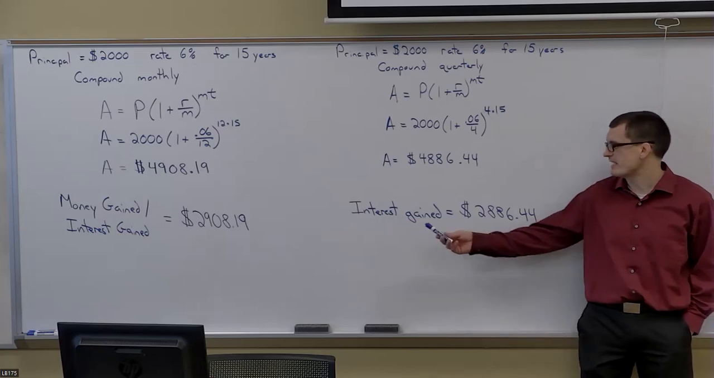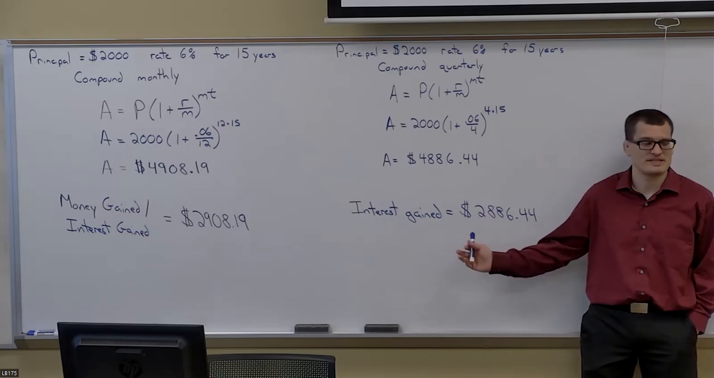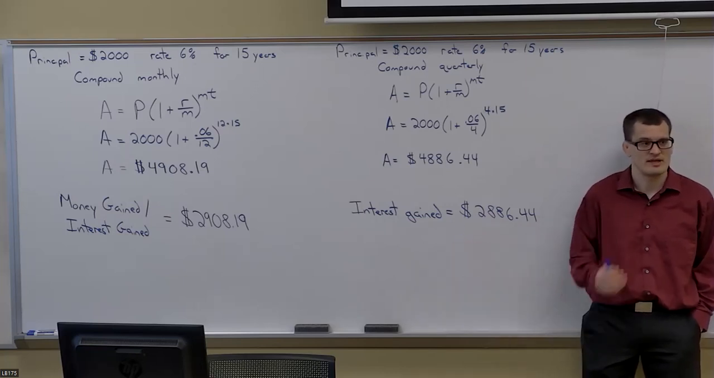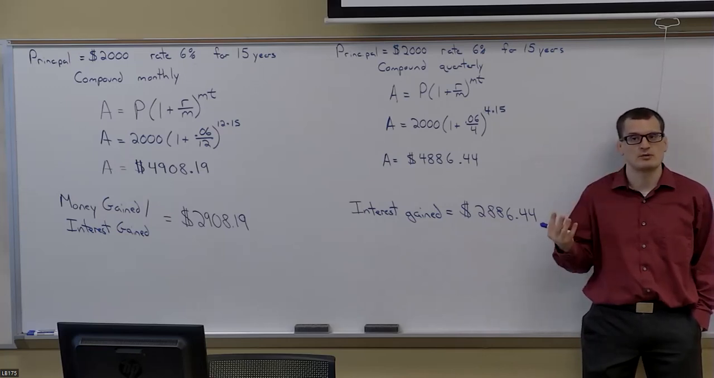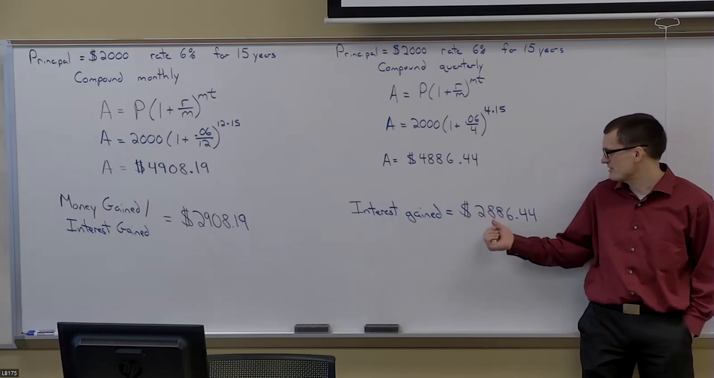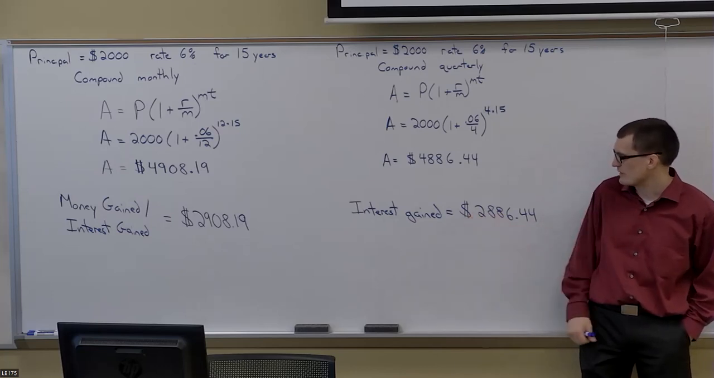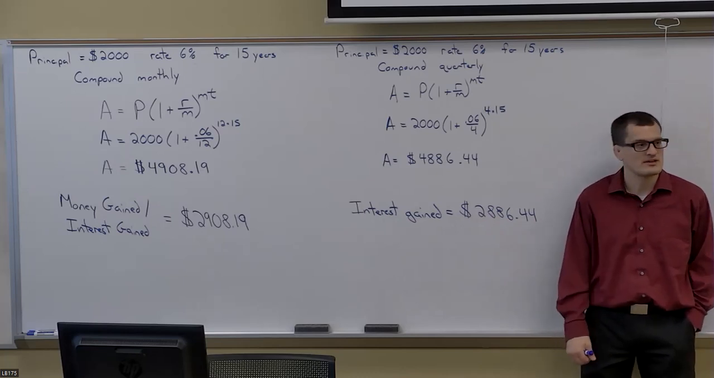Now, is it going to be a huge difference? No, it's not going to be a huge difference. So we went from compounding 4 times, we tripled that to compounding 12 times. But our interest, we only got about a, what's that, $20 difference, $22 difference there.